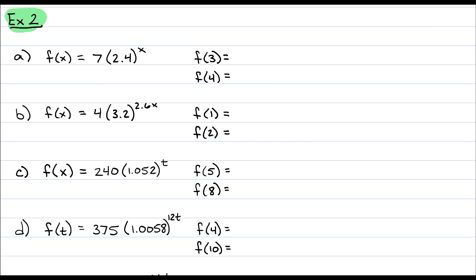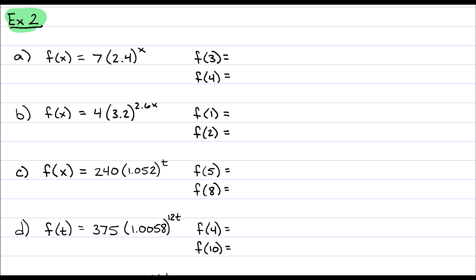So now we're ready to look at exponential functions. An exponential function, in short, is any function where the variable shows up only in the exponent and nowhere else. So for example, in part A we have f of x equals 7 times 2.4 to the x. And we are asked to evaluate this function at a couple of different, more or less random values. In this case, just 3 and 4.